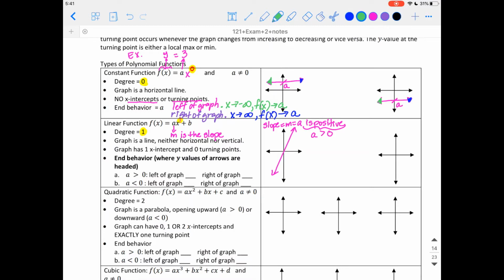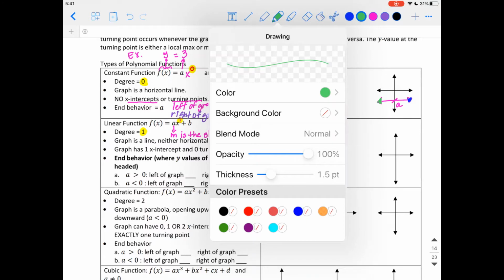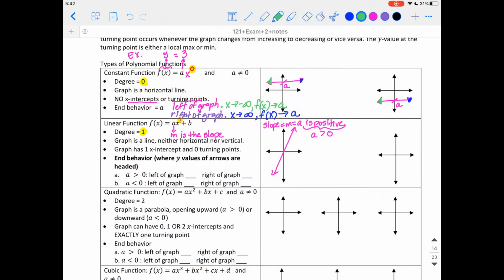And yes, I do have 1 x-intercept. I have it right here. I'm going to pick another color here. Excuse me. These allergies. Just going to pick this one. I have too many colors I can't pick. So I have 1 x-intercept. And we are always increasing.